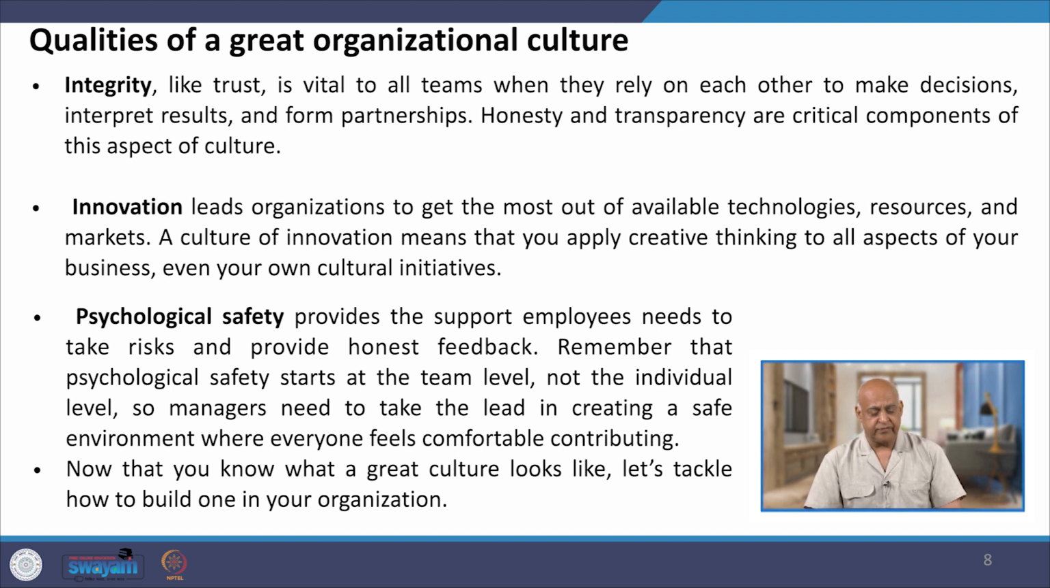So managers need to take the lead in creating a safe environment where everyone feels comfortable contributing. And now that you know what a great culture looks like, let us tackle how to build one in your organization. Unless you provide that psychological safety, employees will not take risks and provide honest feedback, so it is necessary to provide it. It creates a safe environment where they feel comfortable contributing.